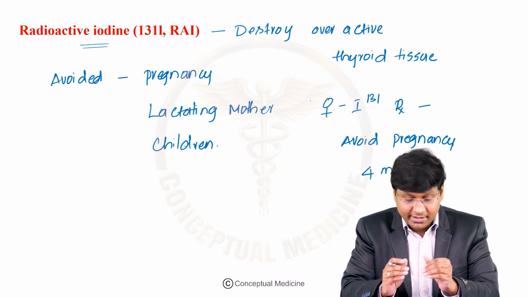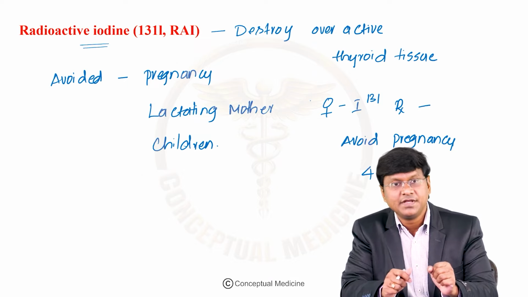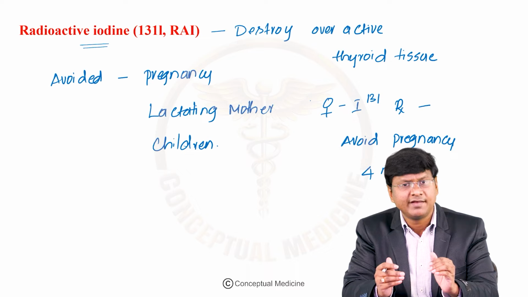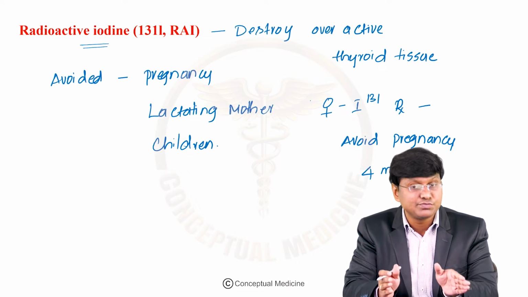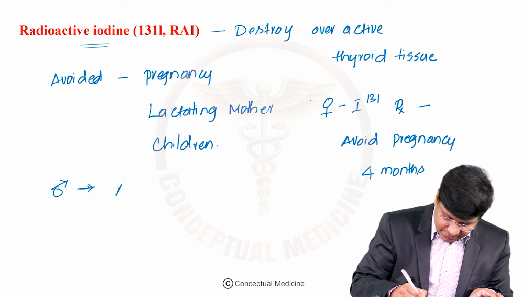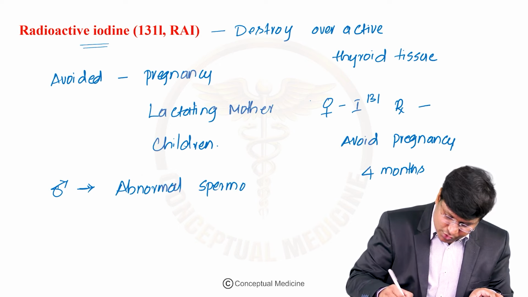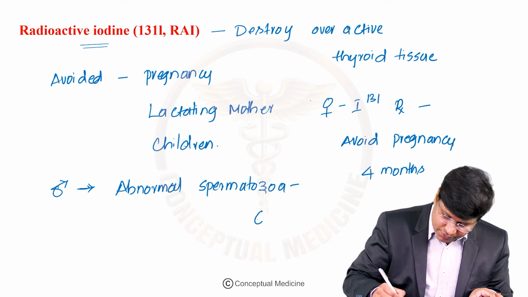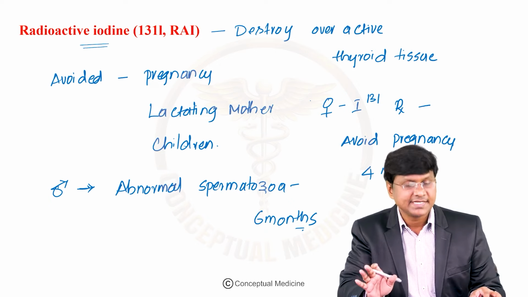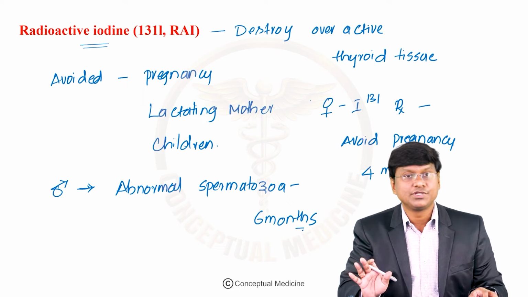Okay, and remember, a pregnancy test should be obtained within 48 hours before therapy for any women with childbearing potential, right? And men have been found to have abnormal spermatozoa for up to 6 months following iodine 131 therapy. So in men the adverse effect is abnormal spermatozoa for up to 6 months of taking this radioactive iodine 131 therapy. That is the reason why they are advised to use contraceptive methods during sexual intercourse. So that is about your radioactive iodine.